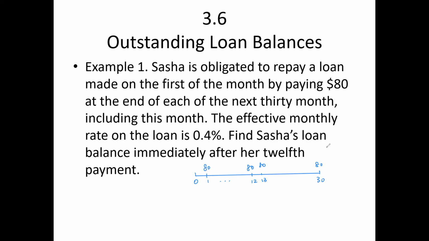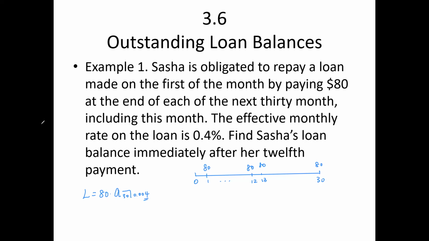The loan amount is not given. All right. We can figure that out. For example, a loan is actually 80 times a sub angle 30 at monthly 0.004. We're treating each month as one time period, and this is the effective monthly rate. So you have 30 and 0.004.